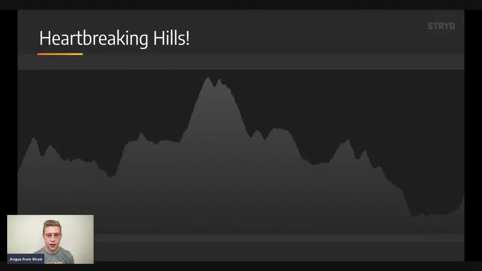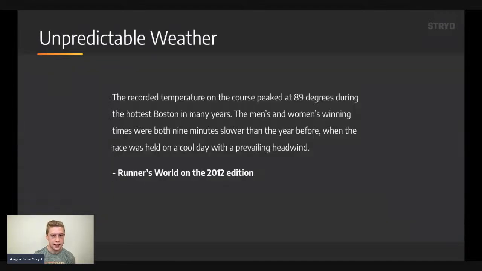So that's a quick look at the course profile and two unique challenges you're going to face. And now let's look at what you can expect for temperature and humidity. As I was reading more about this race, I love reading about the race, even though I read articles about the race every year. There's always something new to discover, some new quotes to discover. And this is one I found on Runner's World in an article about the race. And it says here, the recorded temperature on the course, and this is on the 2012 edition of the race.